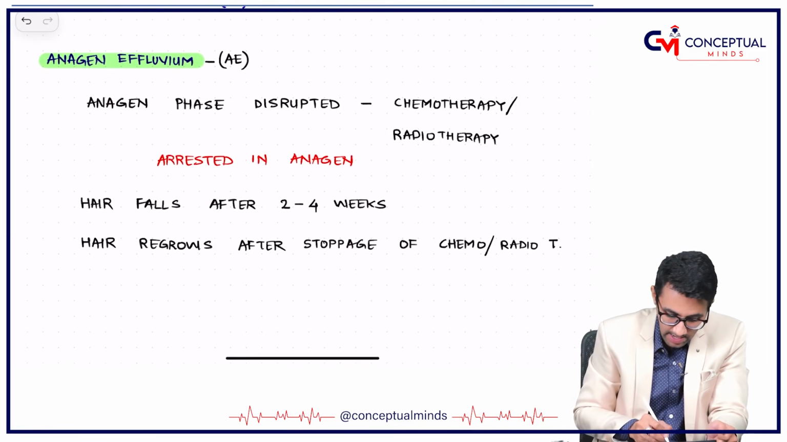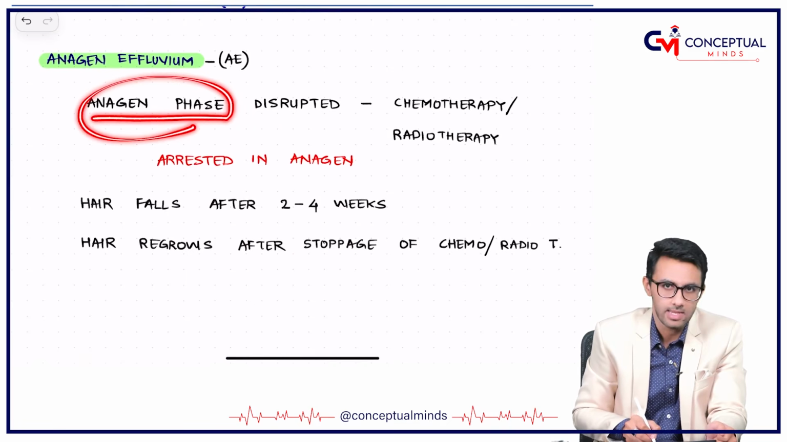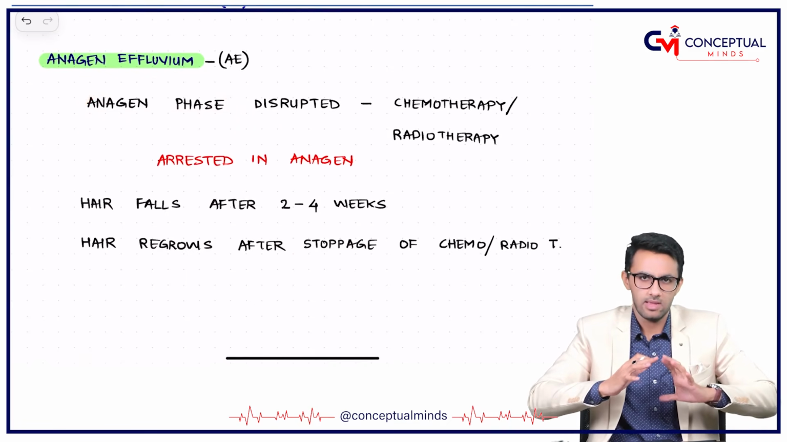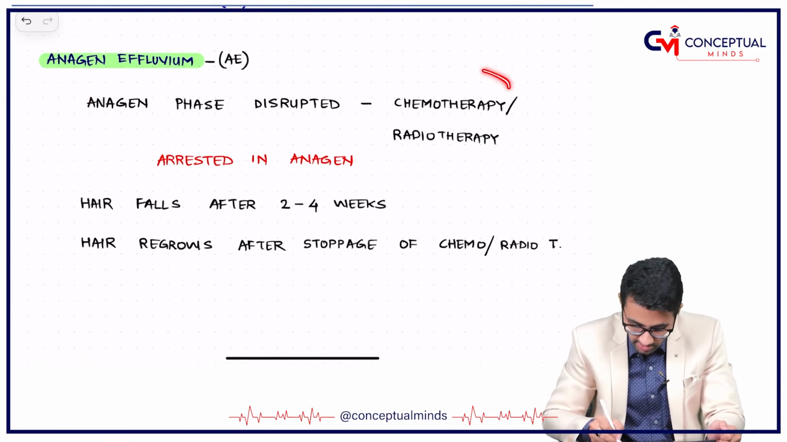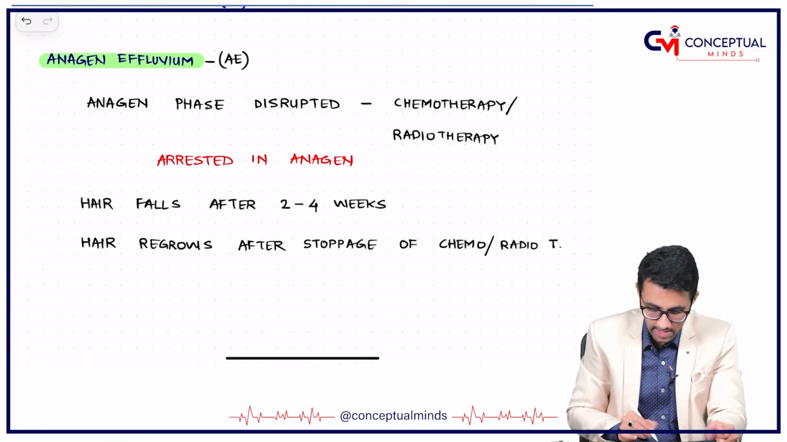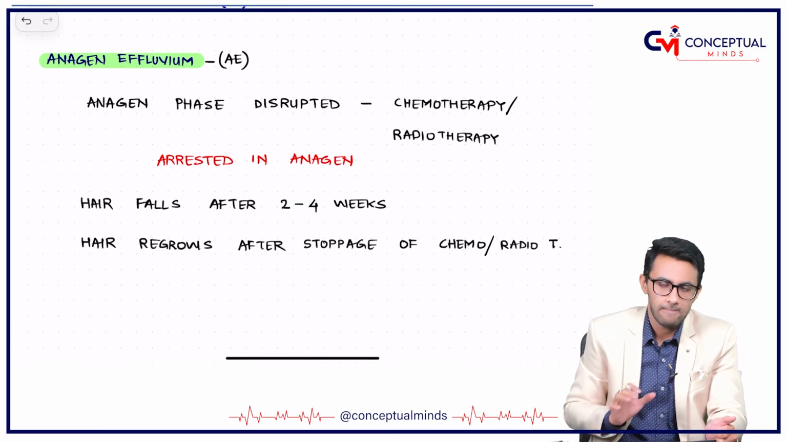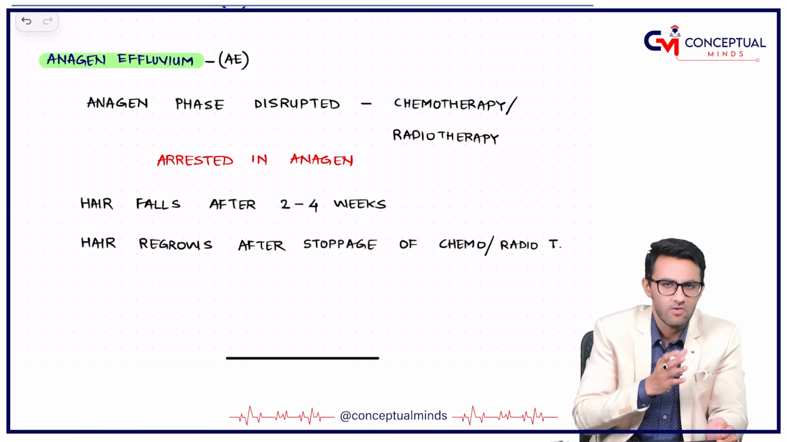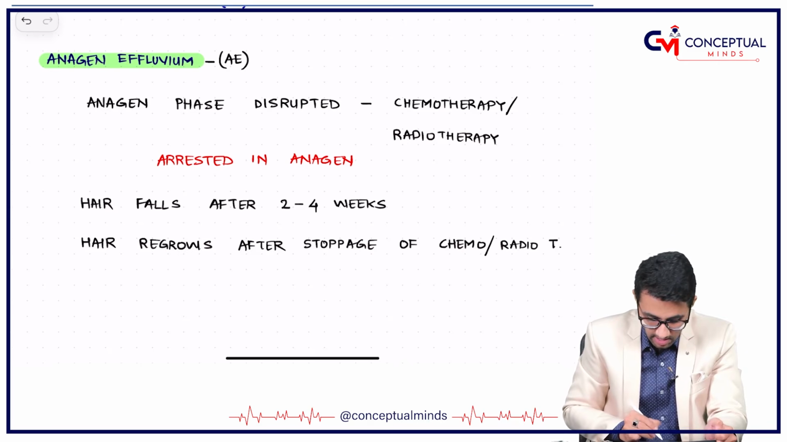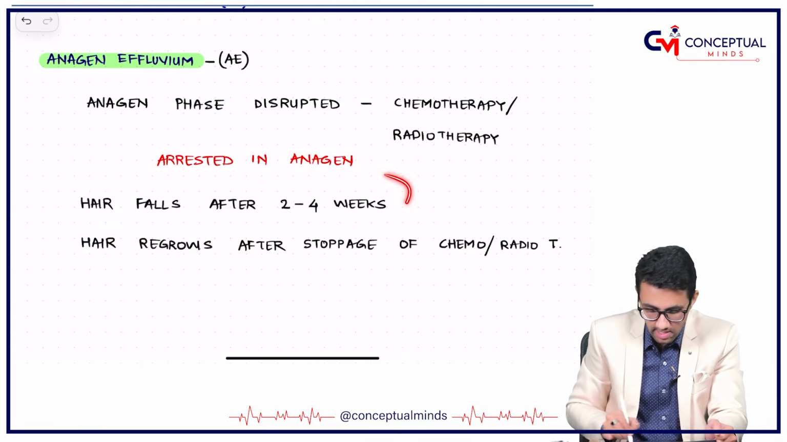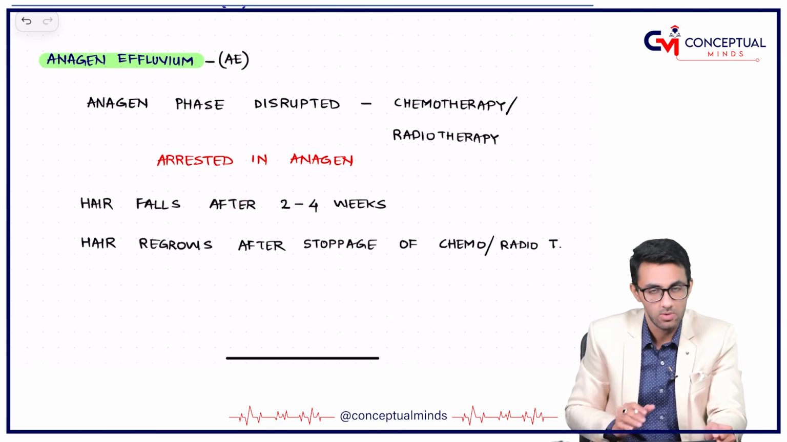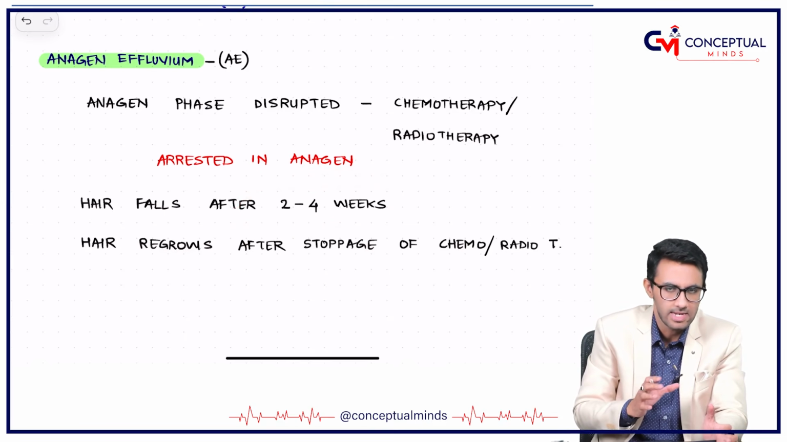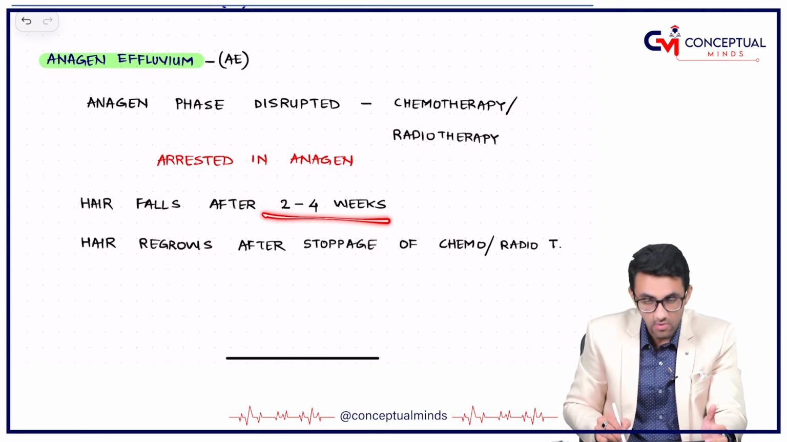This is because the anagen phase is arrested. It is stopped, arrested in the anagen phase, because of chemotherapy, radiotherapy. Because of this arrest, the hairs are not able to move on to the next stage. That is the reason that after commencement of the therapy, hair falls after 2 to 4 weeks. This range is very important. Because the hair is arrested in one stage, 2 to 4 weeks hairs are lost.